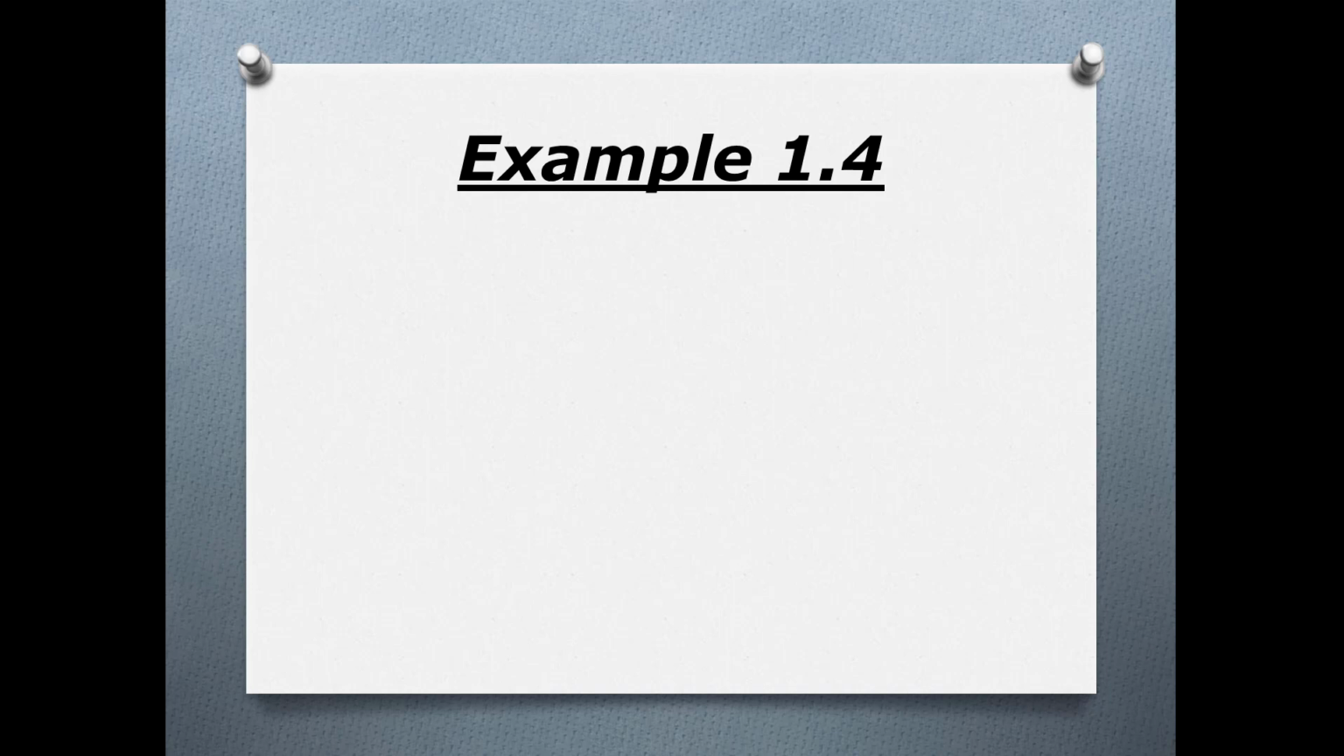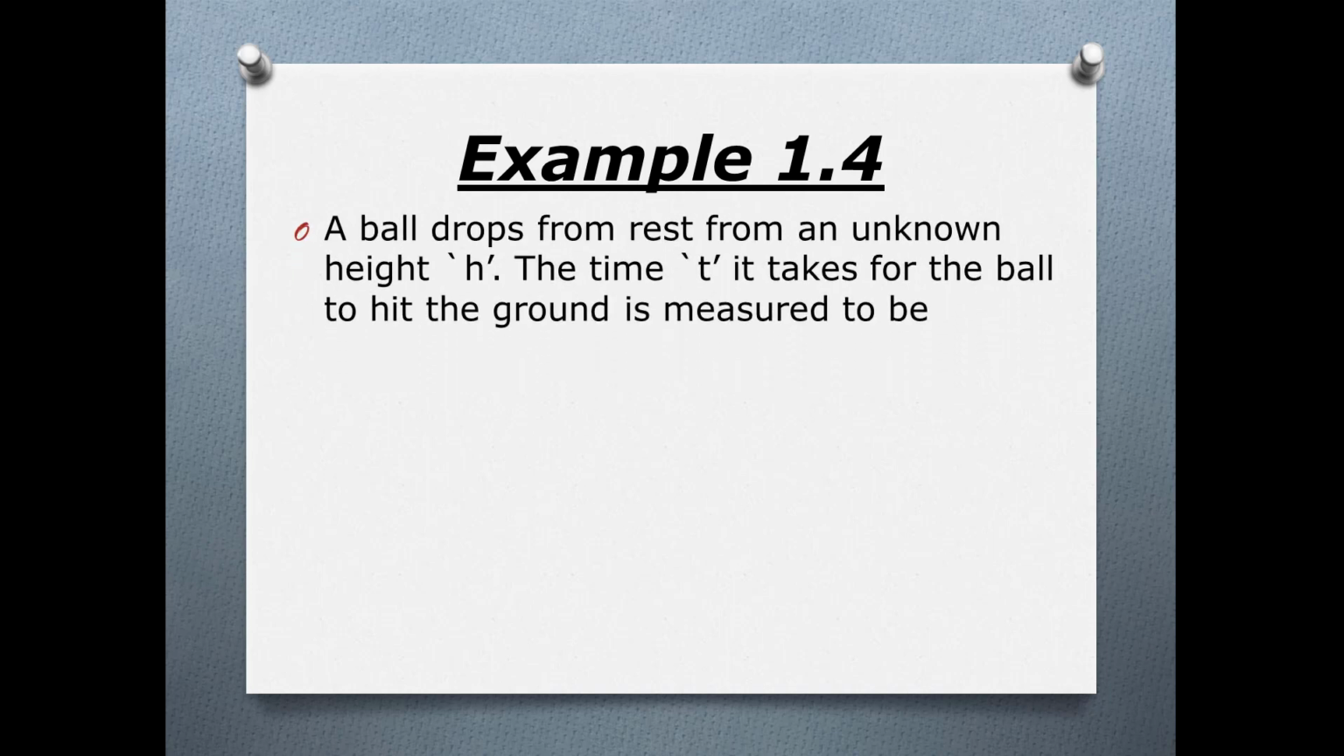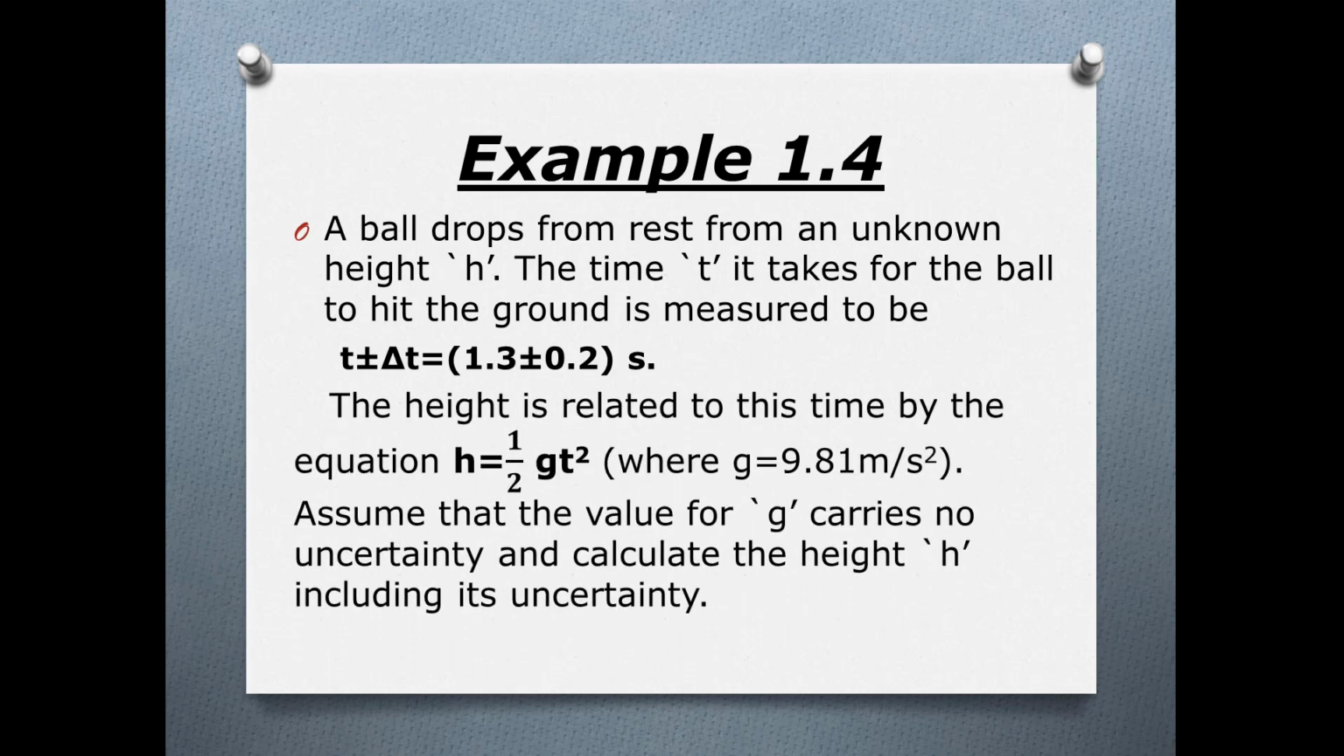Example 1.4, page number 17 of your book, which is related to a ball drop. The statement is: a ball drops from rest from an unknown height h. The time t it takes for the ball to hit the ground is measured to be t plus minus delta t equal to 1.3 plus minus 0.2 seconds. Actual time 1.3 is given, absolute uncertainty 0.2 is given. The height is related to this time by the equation h is equal to half g t square, where g is 9.81 meter per second square. Formula is given.